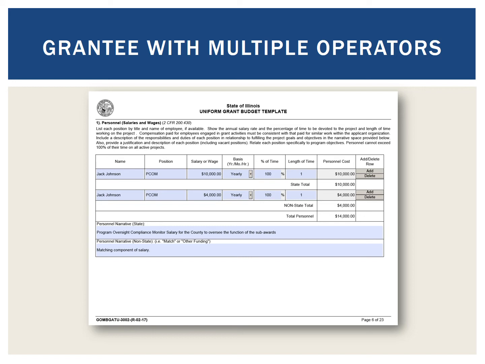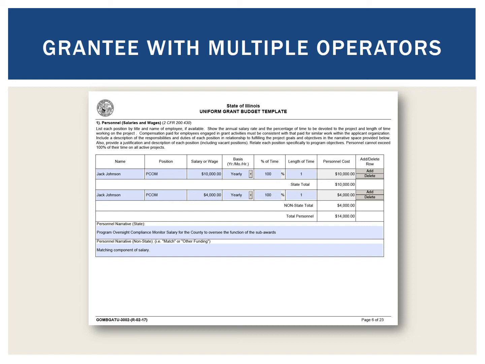As stated in the previous section, on the personnel, salary, and wages page, the grantee should only enter the information of individuals who work for the grantee directly. In the given example, Jack Johnson is listed as an employee. The position is PCOM. Jack's annual salary is displayed along with 100% of his time being shown and the length of time being 1. The personnel cost of $10,000 has been provided, which matches the information provided in Section A of the uniform budget.